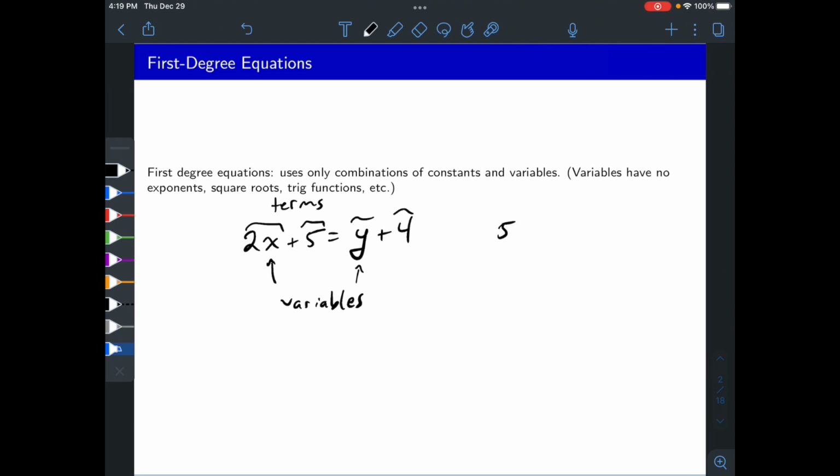So let's maybe do 5a minus 6b is equal to 12. On the left-hand side, we have a couple of variable terms. And on the right side, we just have a constant term.